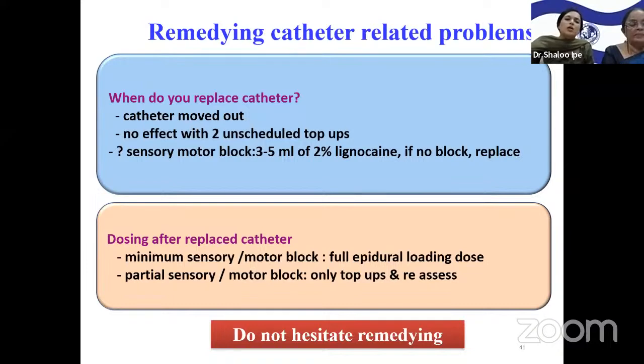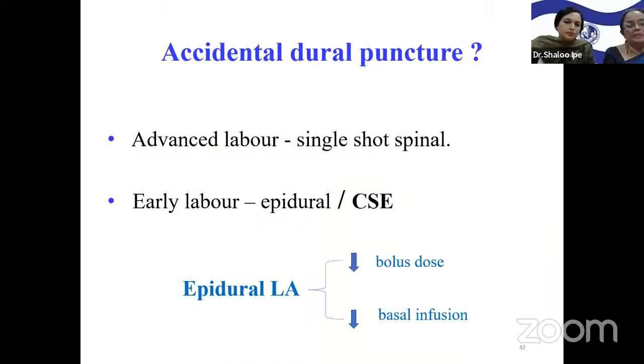Now, how do you dose after replacing a catheter? If there was only minimal sensory and motor block with the initial epidural, a full epidural loading dose can be given. If there is partial sensory and motor block, only top-ups can be given and you have to reassess the patient for adequate pain relief. The dictum is do not hesitate remedying.